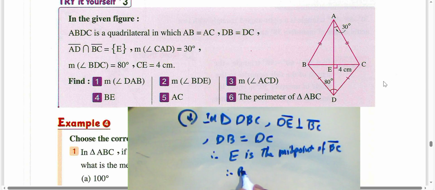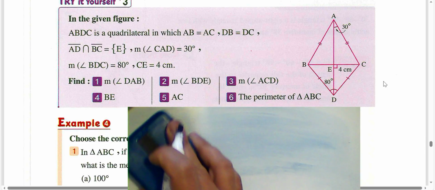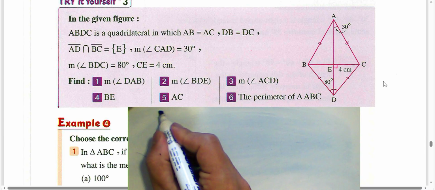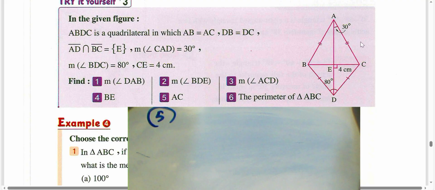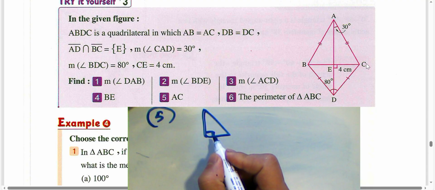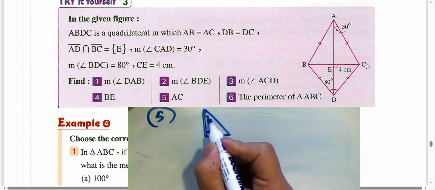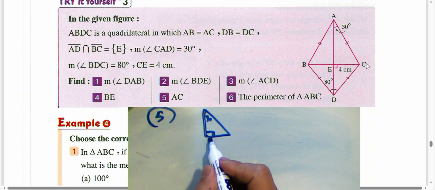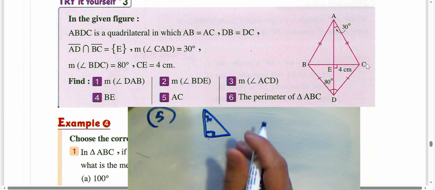Then BE equal EC equal 4 centimeters. Number 5, AC. I want to find the length of AC in this triangle. Right here we have a right angle triangle. This angle 30 degrees and this 90. Then we can find the length of the hypotenuse.